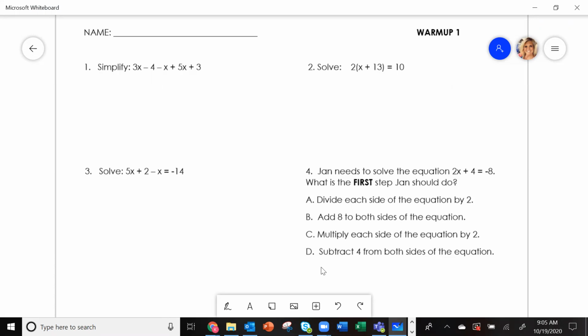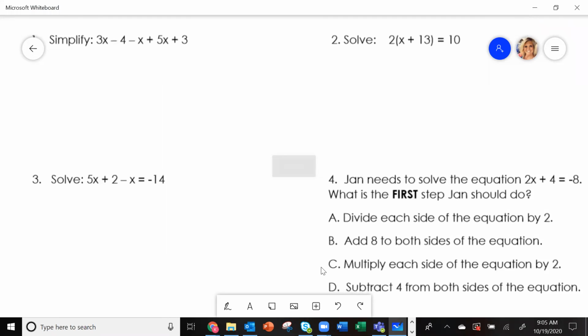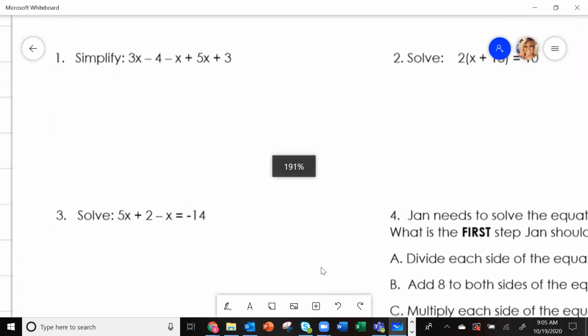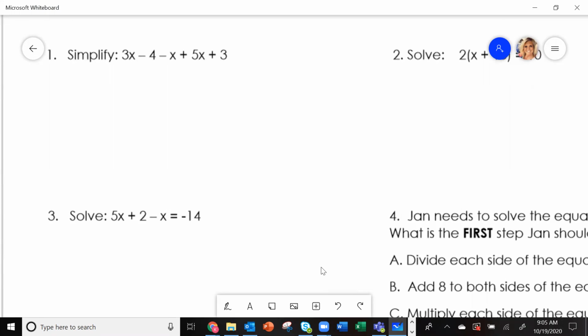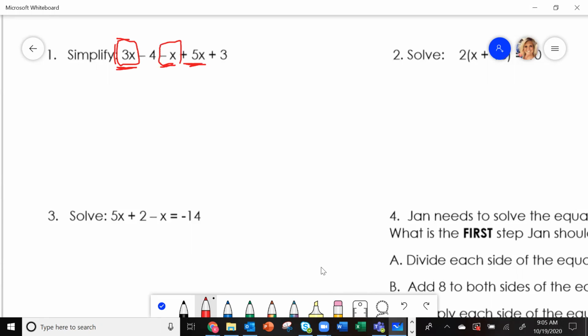Number 1 says, let me see if I can make this larger. There we go. Number 1 wants us to simplify, okay? Simplify means to combine like terms. So if I go through here, I'm going to underline my x's, and I need to put those together. So right here, I'm going to take 3 minus 1 plus 5.